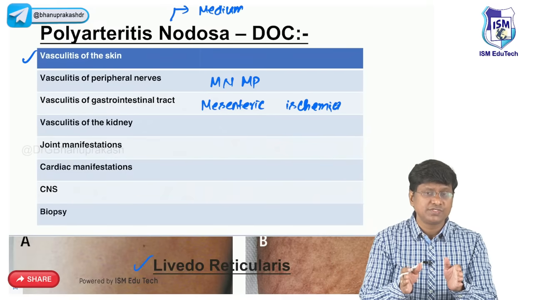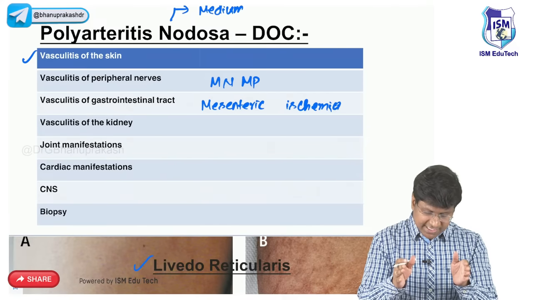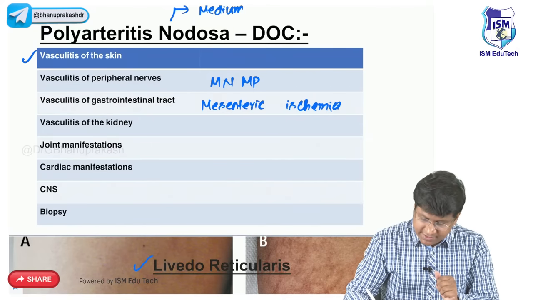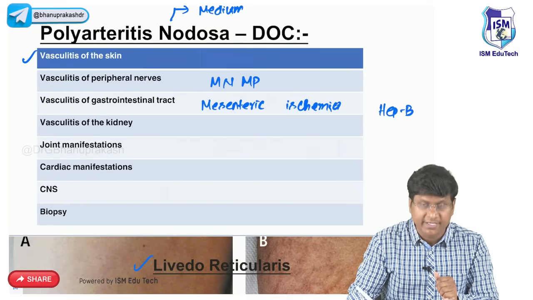Now, what is the associated viral infection? What is the associated viral infection for the development of polyarteritis nodosa? This is a very, very important question. That will be hepatitis B.